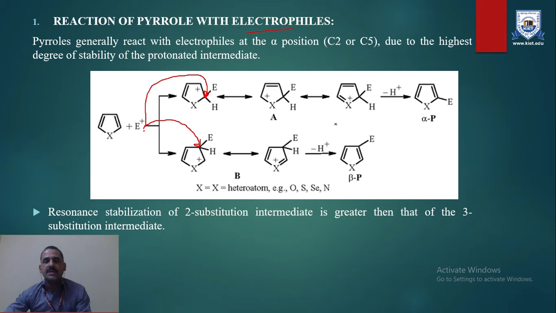So we can say if the canonical forms or the resonating structures are formed in greater number, then the molecule will be maximally stable in such an attacking situation. So now in a nutshell, we can say the C2 attack is the most favorable attack as far as electrophilic substitution reaction is concerned in pyrrole.